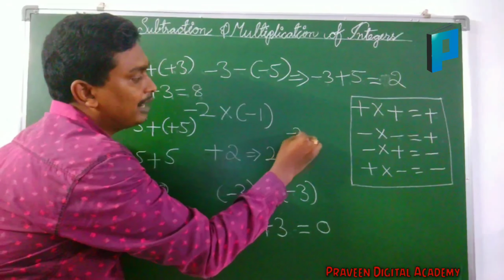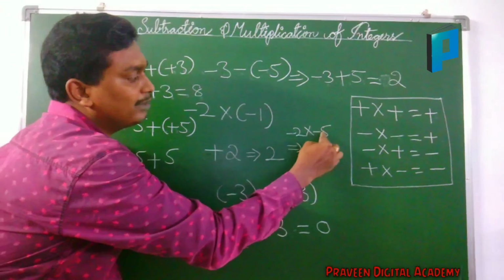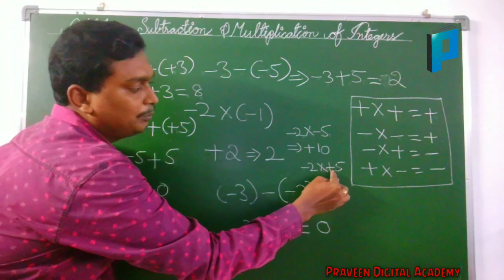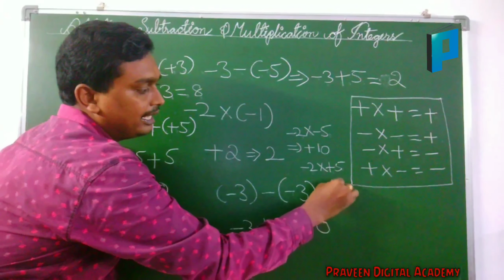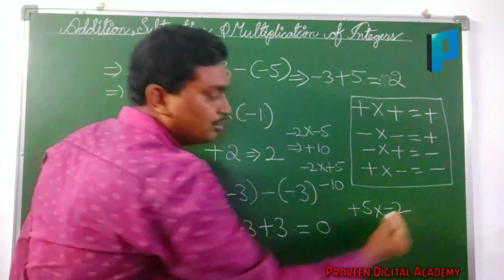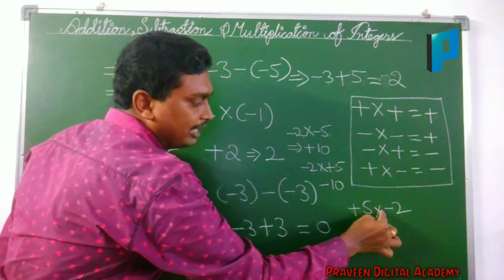If you are having like this, minus 2 into minus 5. What we will get here? Minus into minus is plus. 2 5s is 10. If you are having minus 2 into plus 5. What we will get? Minus into plus. Minus into plus is minus. 2 5s are 10. If you are having plus 5 into minus 2. Here plus into minus is minus. 5 into 2 is 10. In this way, you can solve the addition, subtraction and multiplication of integers.